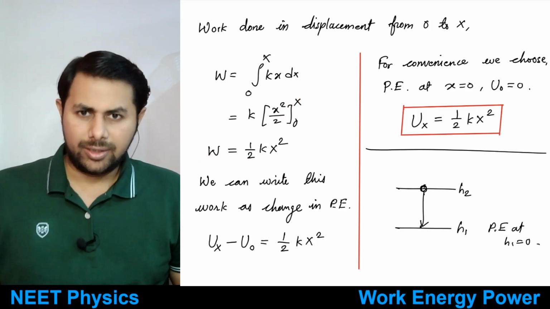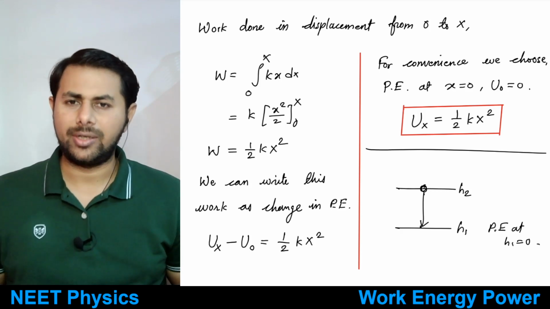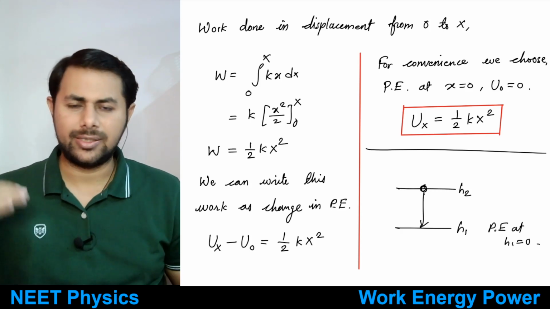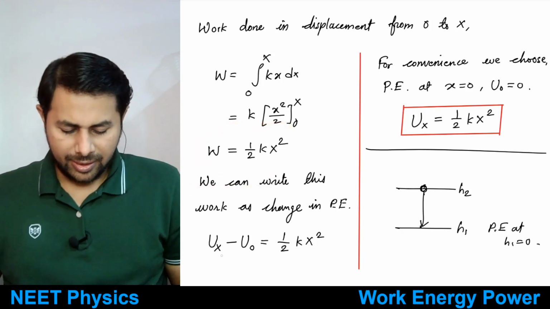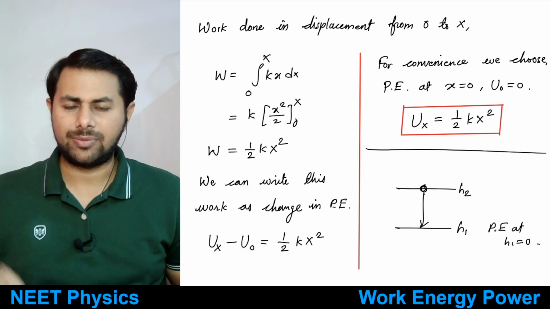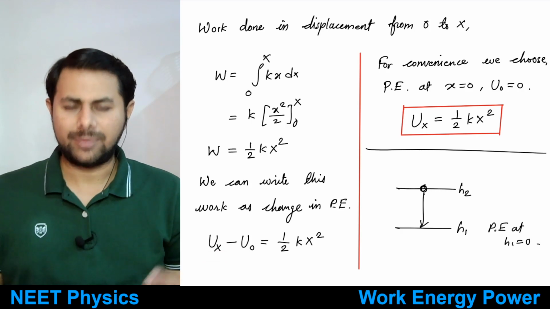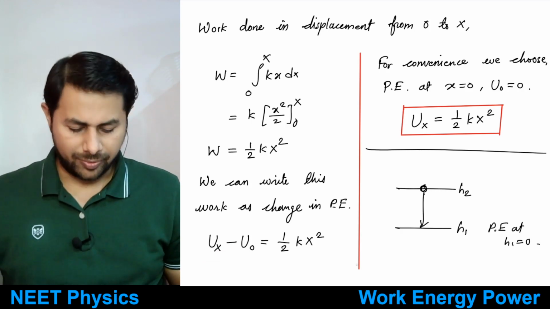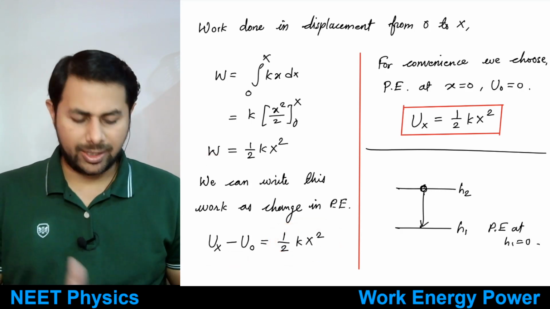And we learned that this work done is stored as potential energy. Work done against a conservative force gets stored as potential energy, or it increases the potential energy. So we can write this work done as the final potential energy when displacement is x minus the initial potential energy when displacement is 0. This difference in potential energy is equal to the work done, which is half of kx square.